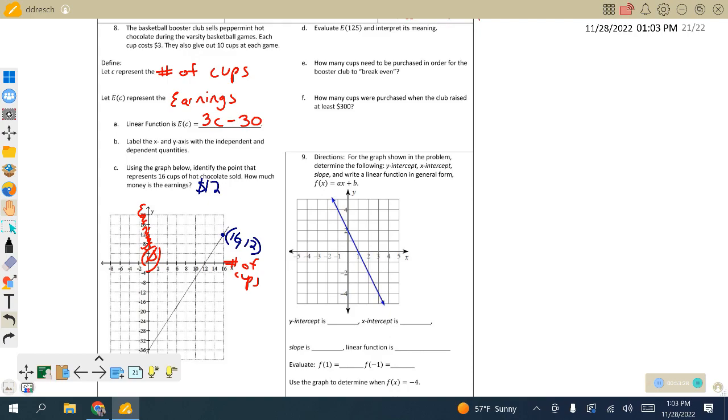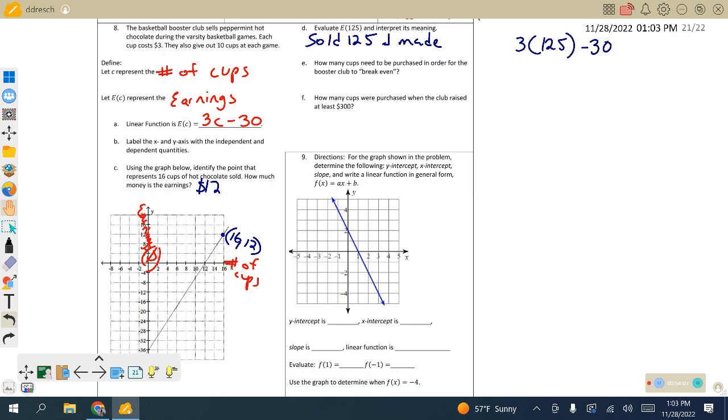How about 125? You sold 125 cups of hot chocolate. How much money did you make? Can you look at the graph? Is 125 visible on the x-axis? No, we stop at 16, right? 125 is all the way over there. So how do we figure that out? You use the equation that we created. If you can look off the graph, great. But if you can't look at the graph, use your calculator. Use the equation: 3 times 125 cups sold minus 30.